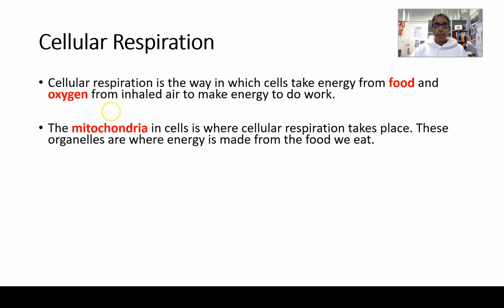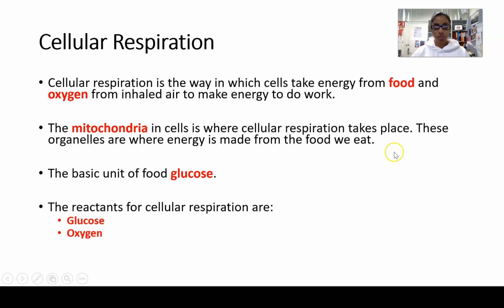Those two things will make their way to all of our body cells, and specifically they will make their way to the mitochondria inside cells. And this is where most of that cellular respiration takes place. So food, glucose, and oxygen travel to the mitochondria, and we release energy from that food there.